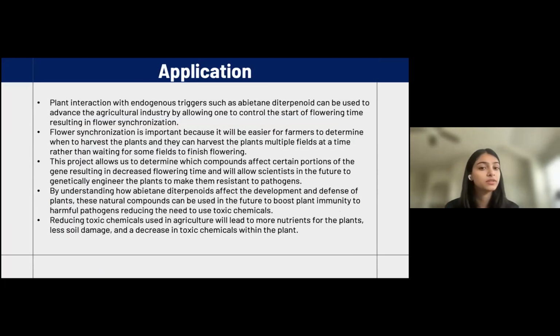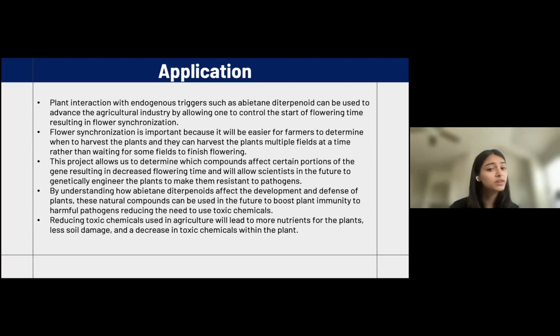Application. Plant interaction with endogenous triggers such as betaine diterpenoids can be used to advance the agricultural industry by allowing one to control the start of flowering time, resulting in flower synchronization, which can be useful in mass harvesting because it will allow farmers to harvest multiple fields at a time.